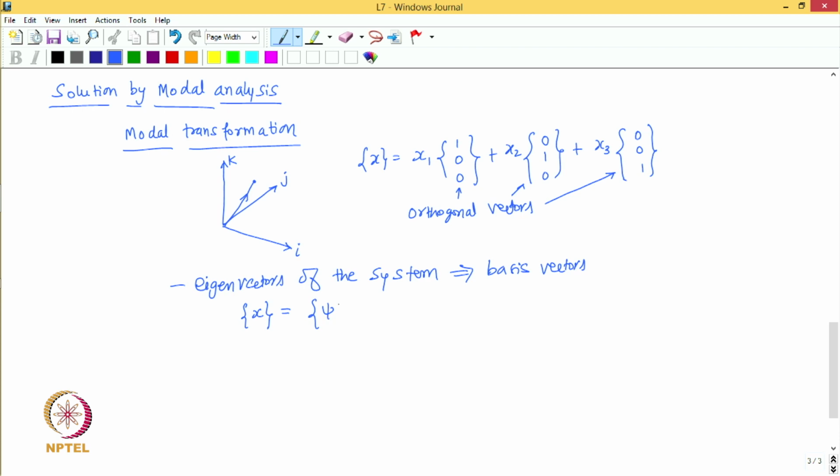So, if psi 1 is the first eigenvector multiplied by y1, plus psi 2 y2, and so on, for an n degree of freedom system there will be n eigenvectors and n basis vectors are required. So, we have the n eigenvectors being combined linearly to obtain the displacement vector. This can also be referred to as an expansion theorem in terms of the eigenvectors.